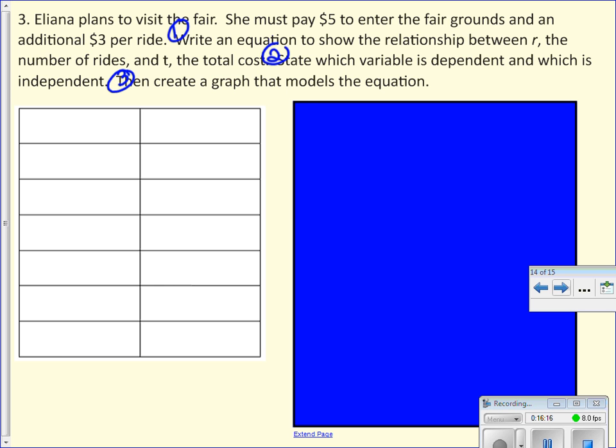Where's the table? It didn't tell us to make a table? Well, we still need to make the table, though. So make a table.